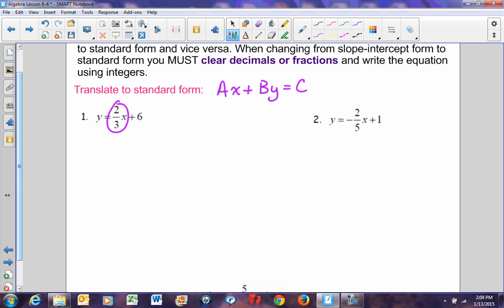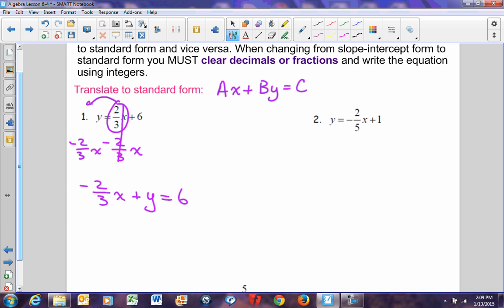This 2/3 x is on the right-hand side. It needs to move to the other side. To do that, I will subtract it on both sides. This side cancels. So I have -2/3 x plus y equals 6. Because x comes before y, we write it in xy form.